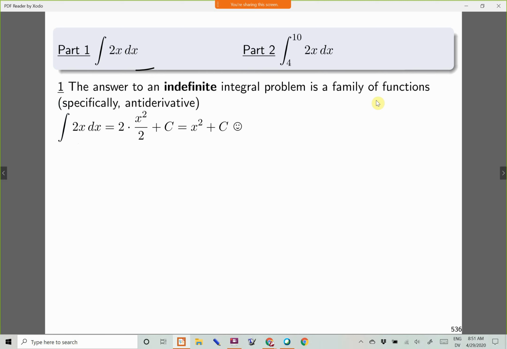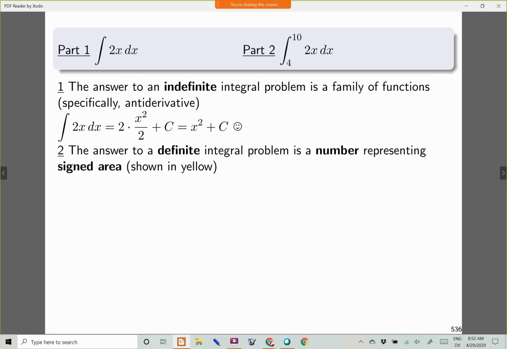Of what should you differentiate to get 2x, without even the middle step of bringing the 2 out in front? You could do this middle circled step if you want, but in the end, because the number 2 in front is so nice, you might have just gone, oh yeah, I remember that the derivative of x squared is 2x. And then we just put this plus c there. Okay, so that's the indefinite integral.